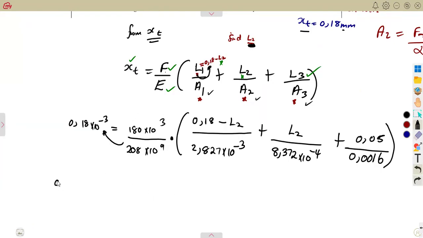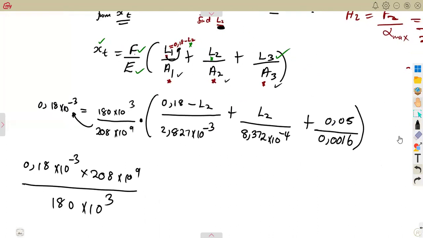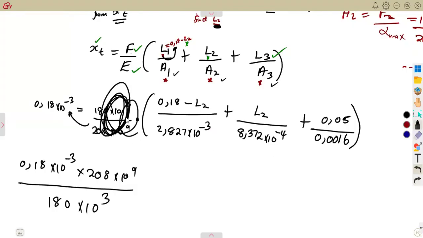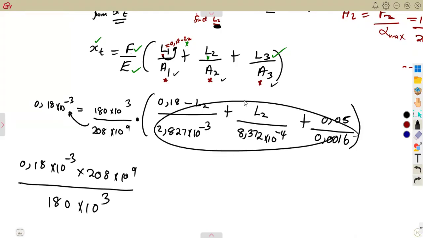So you're going to multiply 0.18 times 10 to the exponent of negative 3. You multiply to this denominator as it is, 208 times 10 to the exponent of 9. Then whatever you have at this side has to be divided by 180 times 10 to the exponent of 3. By doing this, we have removed this. So what is going to remain if you remove? There is going to remain a 1, and a 1 times this bracket, so the bracket remains as it is, guys.